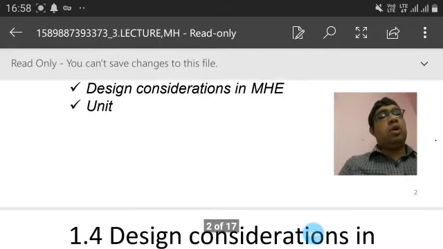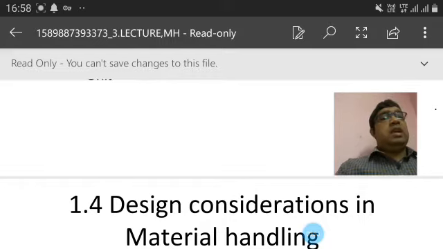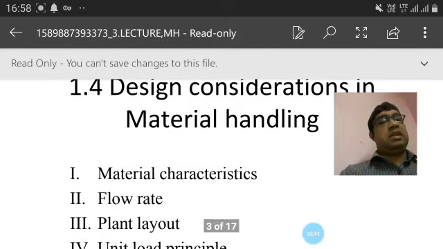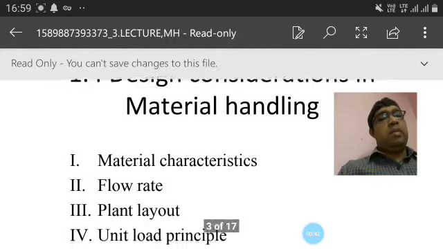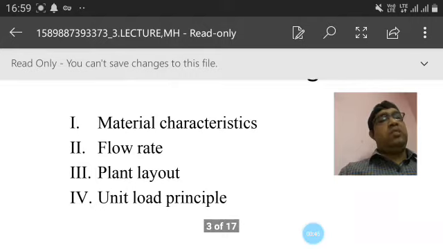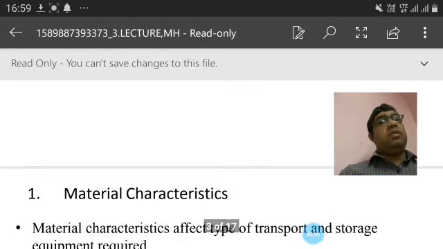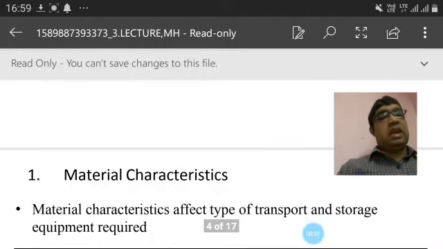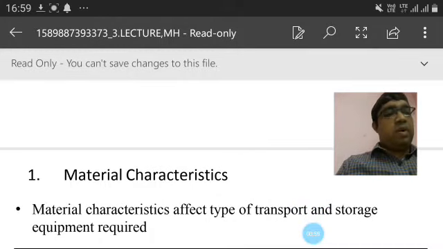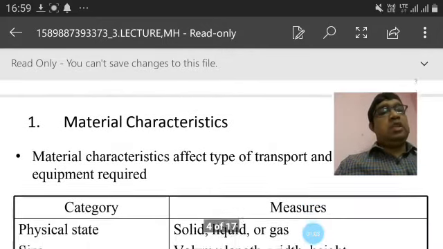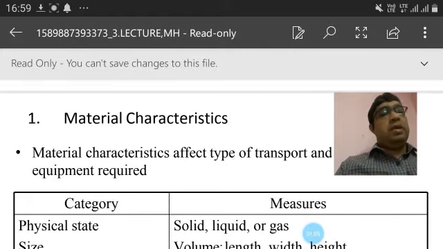What are the design considerations in materials handling equipment? The materials characteristics, flow rate, plant layout, and the unit load principles. All these things will be required for materials handling equipment. First, we will discuss the materials characteristics. The materials characteristics affect the type of transport and storage equipment required, and these are the basic categories and measures.